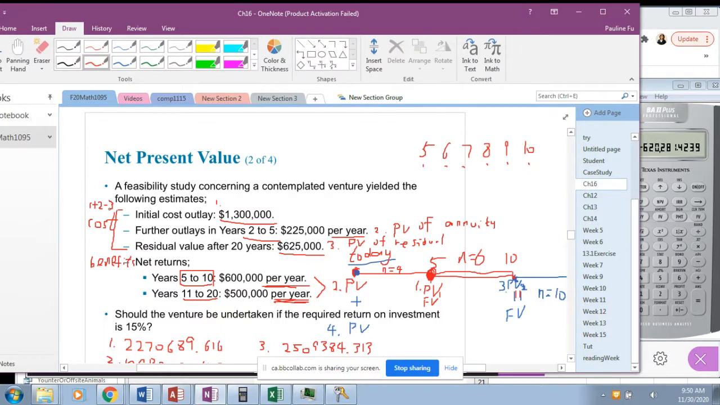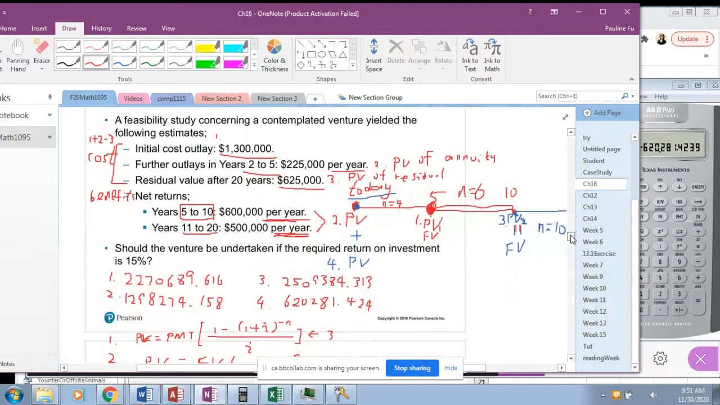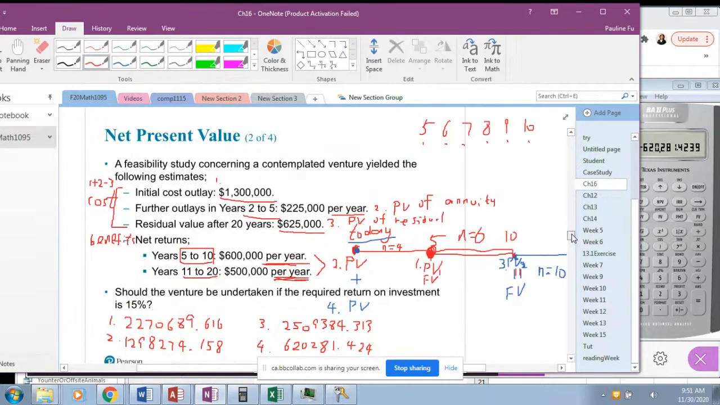That is the plan for how you figure out the total cost. Do 3 steps. Step 1, initial cost, you do nothing. That is the initial cost. Step 2, you do the present value of annuity from year 2 to year 5. Step 3, you do present value of the residue. And then step 1 plus step 2 minus step 3. That is your total cost. All right, so let's carry out our plan.